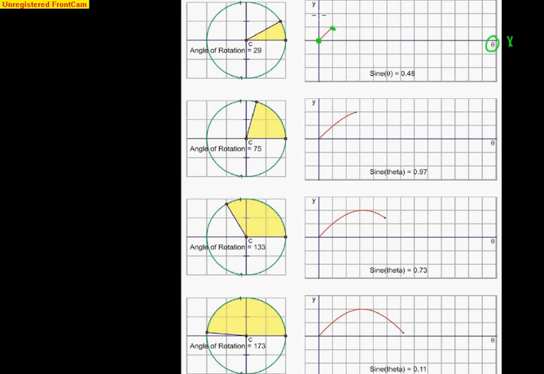So let's say this is the max of 1 right here. Then I rotate to 75 degrees. Sine of 75 degrees is 0.97. It's almost 1 right here. Then I get to 133 degrees. For sine of 133 degrees, I've now gone past my max, because remember, at 90 degrees it reaches 1. I've gone past my max, and now I'm on my way back down.